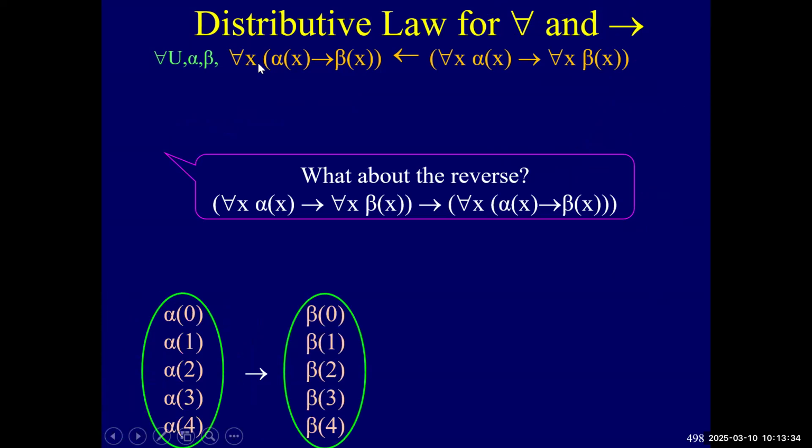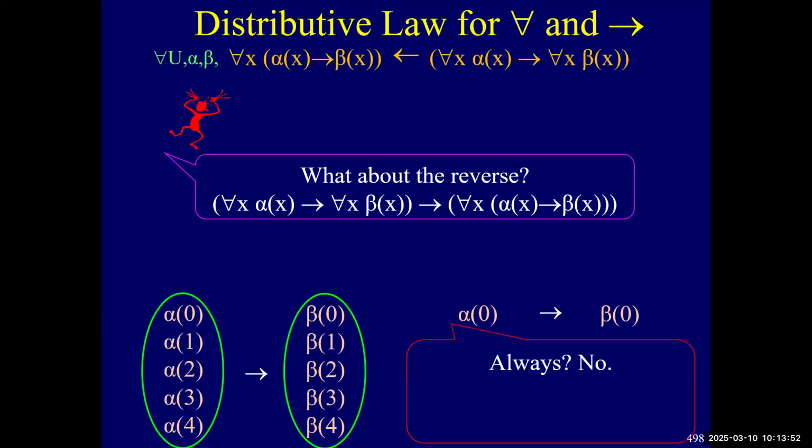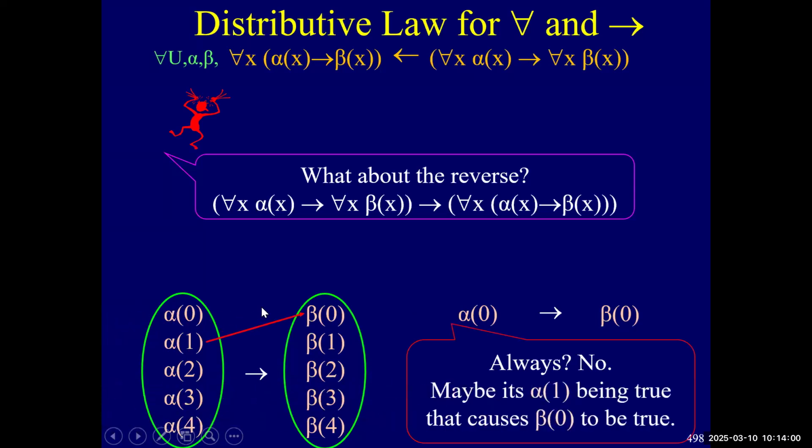The left-hand side says if all the alphas are true, then all the betas are true, right? The right side says for every x, if alpha is true, then beta is true, right? So does this side imply that side? And no, it doesn't. It could be that alpha 0 implies beta, it could be that this side is true and this side's not true.